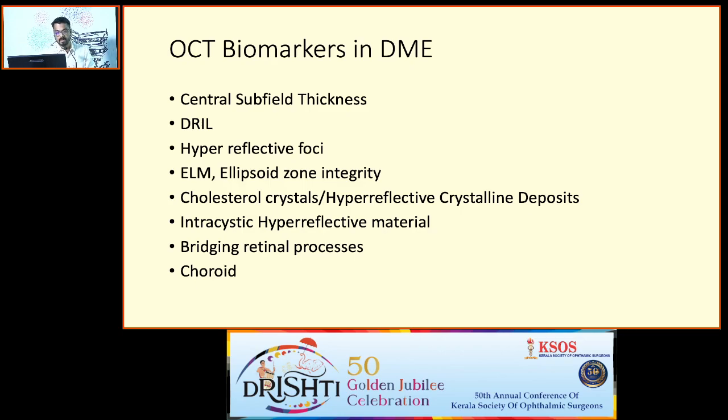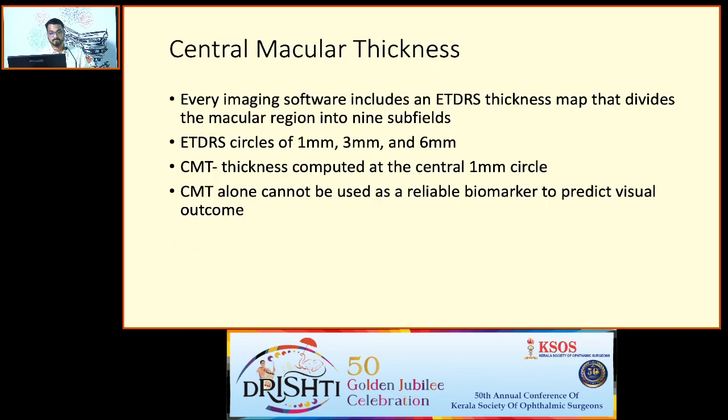Many biomarkers are described, the most common of which are central subfield thickness, DRIL, which is disorganization of retinal inner layers, hyperreflective foci, integrity of the ELM and ellipsoid zone, cholesterol crystals and hyperreflective crystalline deposits, intracystic hyperreflective material, bridging retinal processes, and biomarkers in the choroid like hyperreflective foci in choroid and choroidal thickness. Central macular thickness is the most commonly used biomarker to diagnose, to take a treatment decision, and to see the follow-up. But CMT alone cannot be used as a reliable biomarker to predict visual outcome.